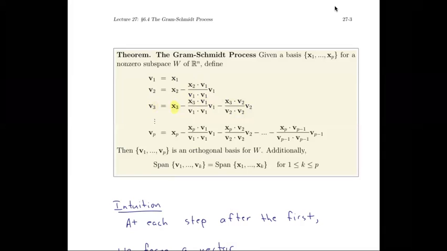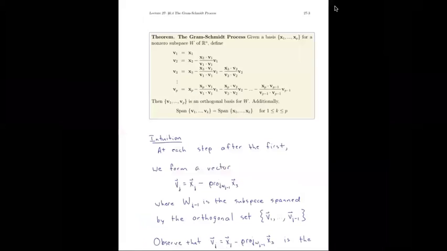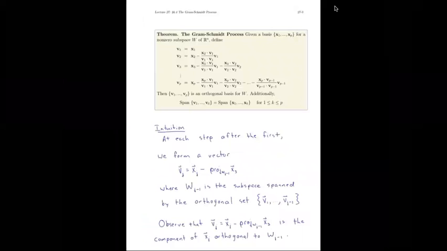And we continue that down the line until we get to VP to match the same number of basis vectors we started with, and we'll have an orthogonal basis for W. And not only that, we'll know that for any list 1 through K, on our way up to 1 through P, we'll have the same subspaces spanned by these vectors. So that's the Gram-Schmidt process.